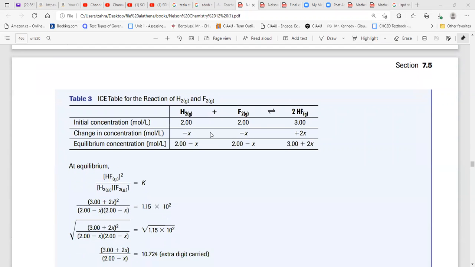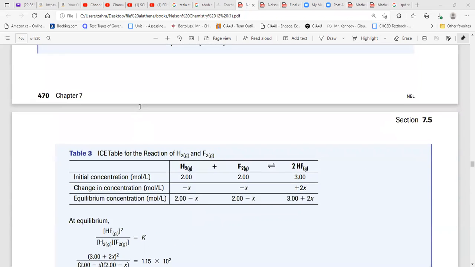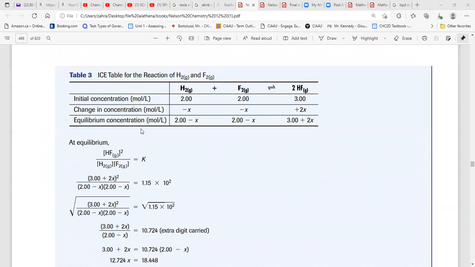And when you establish the ICE table, forward means you put negative x here, plus 2x there. And on top, you put your initial concentrations. At equilibrium, you have 2 minus x, 2 minus x, 3 plus 2x. Then you establish your K constant for each of these entities. For HF, for example, we have 3 plus 2x, with power 2 here. H2 concentration is 2 minus x. F2 concentration is 2 minus x. You put it there.